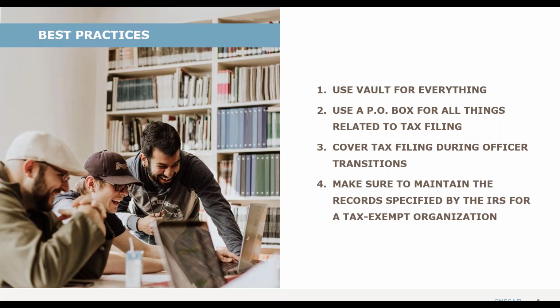The second thing we recommend is using a PO box for your 990 report and all things related to tax filing. It needs to be a neutral location so future officers can also receive mail there. That's why we suggest that.